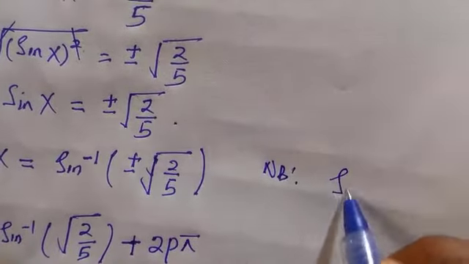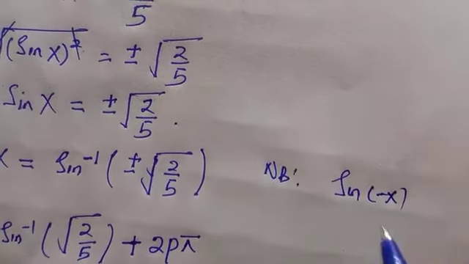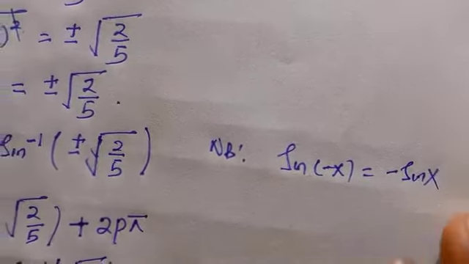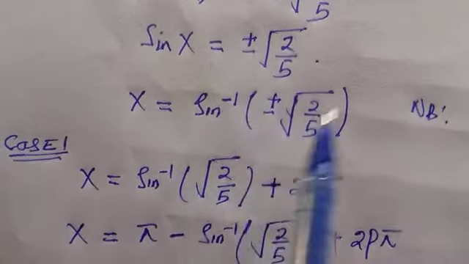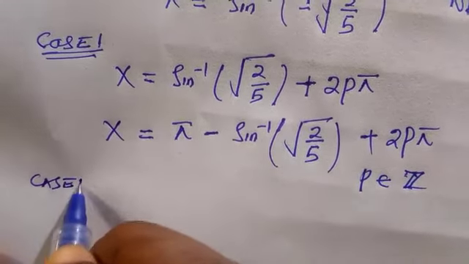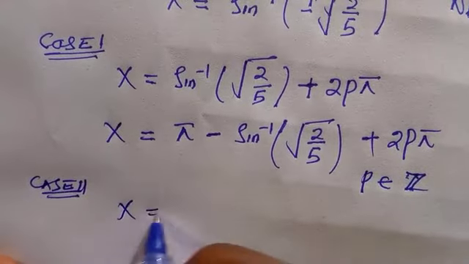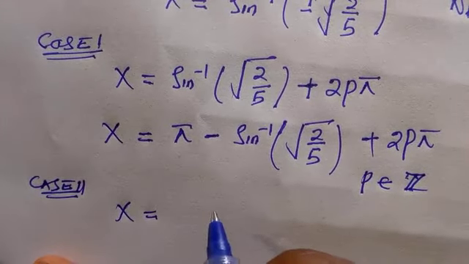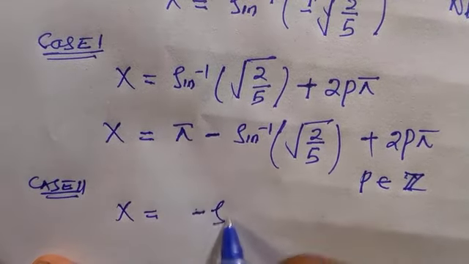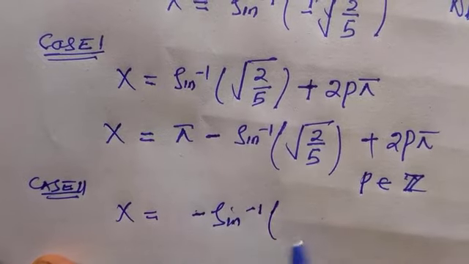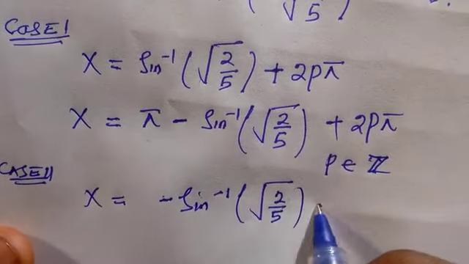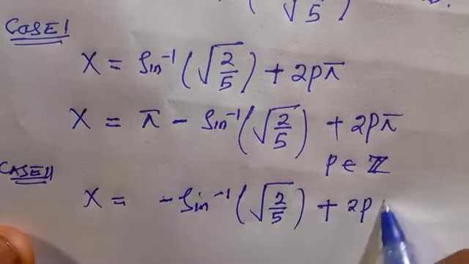While for the second case, which is coming with negative, if you have the sine of negative x, this is equal to minus sine x, because sine is an odd function. So the negative comes out. Then we are going to have the second case of this problem: x equals minus sine inverse of root 2 divided by 5, then plus the same thing, which is 2pπ.